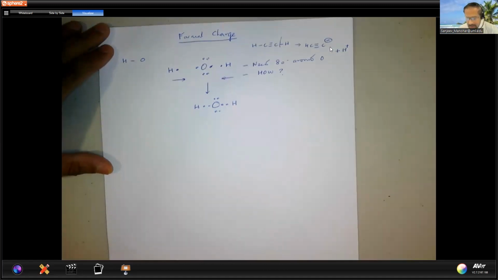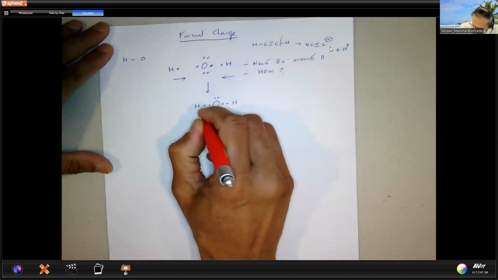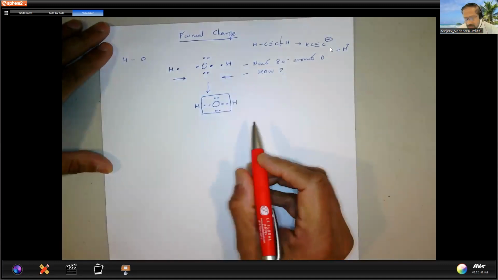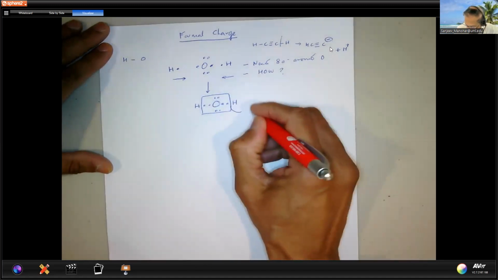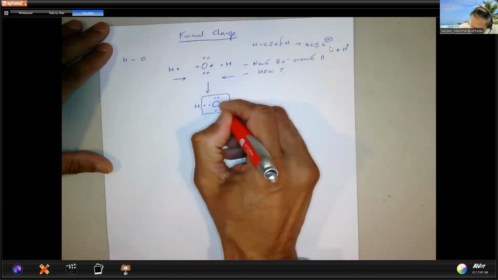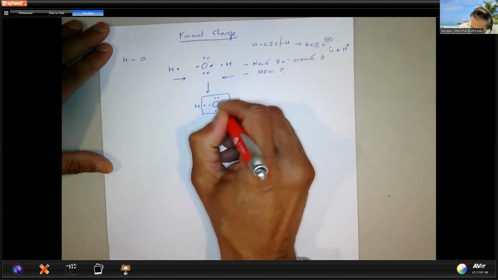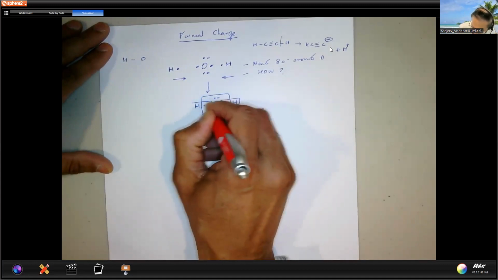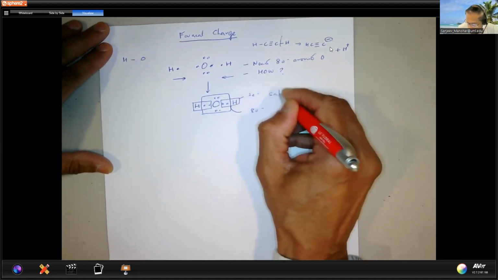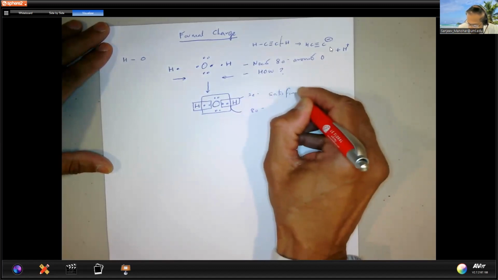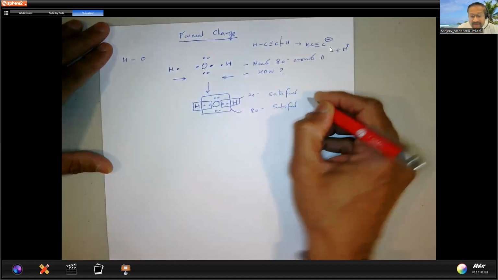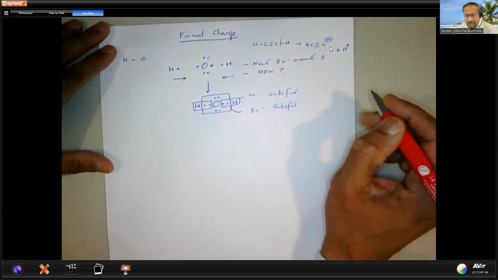Something like this. So you have your octet, right? For oxygen, satisfied, all 8 electrons. What about the hydrogen? The hydrogen has 2 electrons, 2 and 2 around it, satisfied, right? So it's okay. So this is how water molecules form.